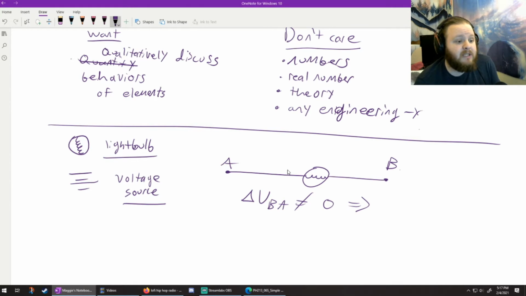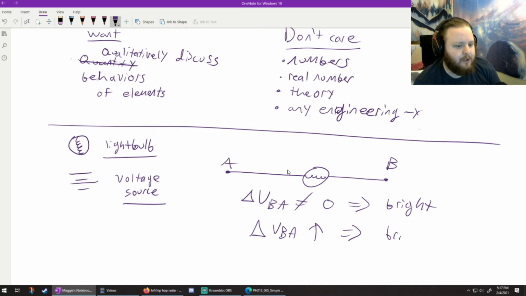So if there is a potential difference across this light bulb, then it will be bright. And if the potential difference increases, then the brightness increases.